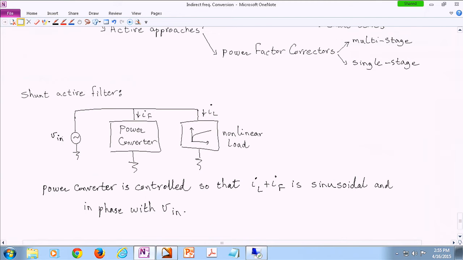Okay. So if we take the power converter out, only IL is drawn. And IL, because your load is nonlinear, has a lot of undesired harmonics. But what we can do is we can actually add a pseudo load over there, which is our power converter, and then draw another current, which is called IF, so that IF plus IL is basically sinusoidal and in phase with the input voltage.